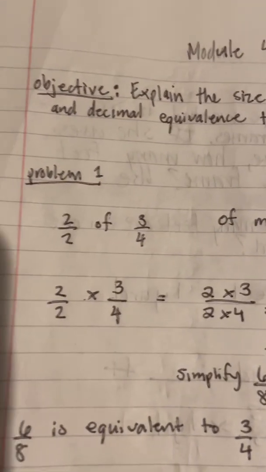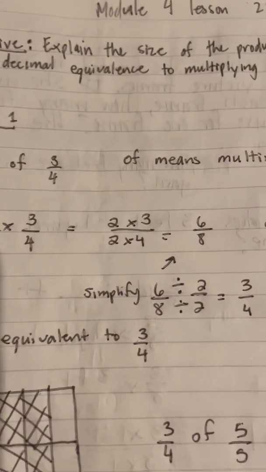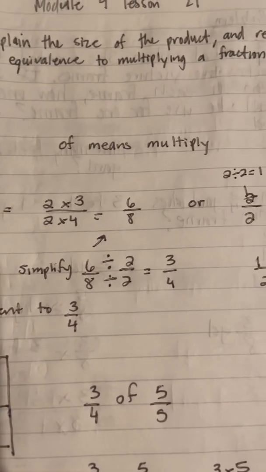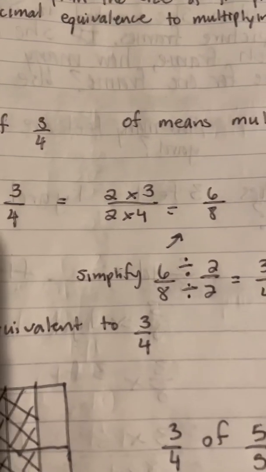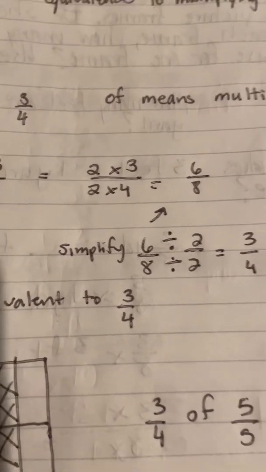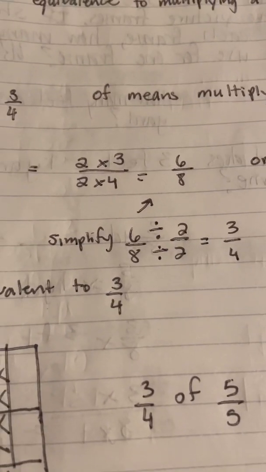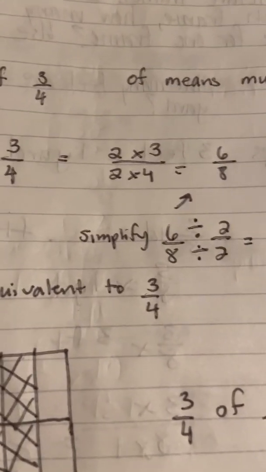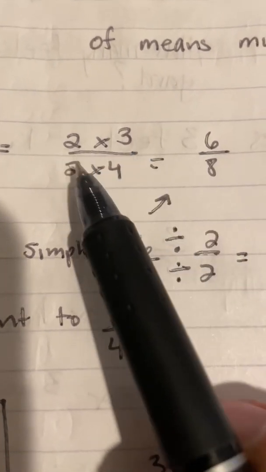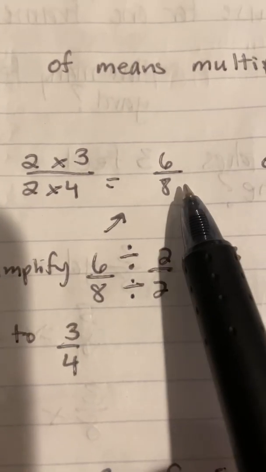So problem number 1 says 2 over 2 of 3/4, and in math, of means to multiply. So 2 over 2 times 3/4. Now you could do this two ways. You could just multiply the numerators across and the denominators, or you could also do the cross cancel method. I did both for you. So 2 times 3 gives us 6. That's my numerators. 2 times 4 gives me 8.